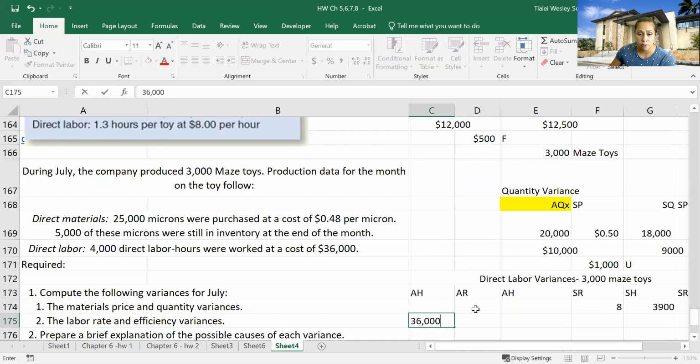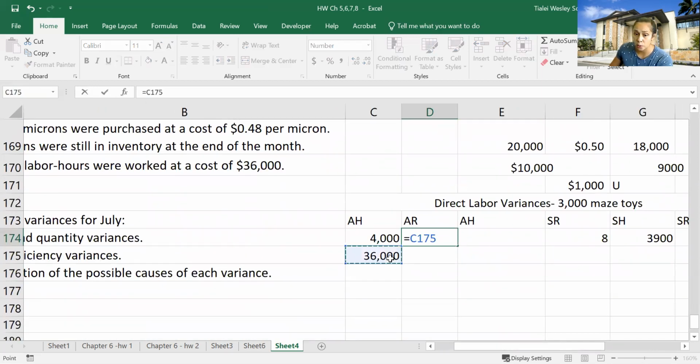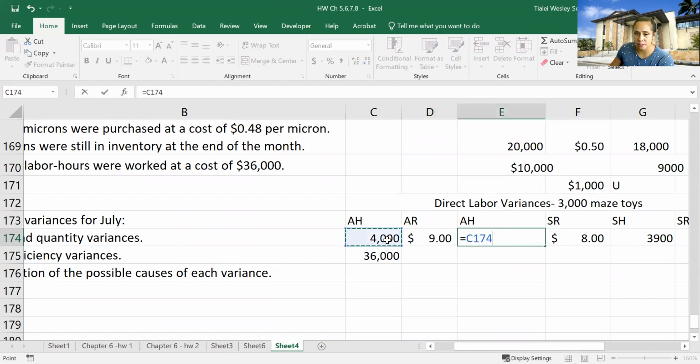So they worked 4,000 direct labor hours. How much was the actual rate per hour? I will need to work backwards. Hopefully you can see this. I'm going to work backwards the total, and I'm going to divide by the hours worked. And that seems a lot similar to $8. They paid them $9 per hour. Actual hours is still 4,000.